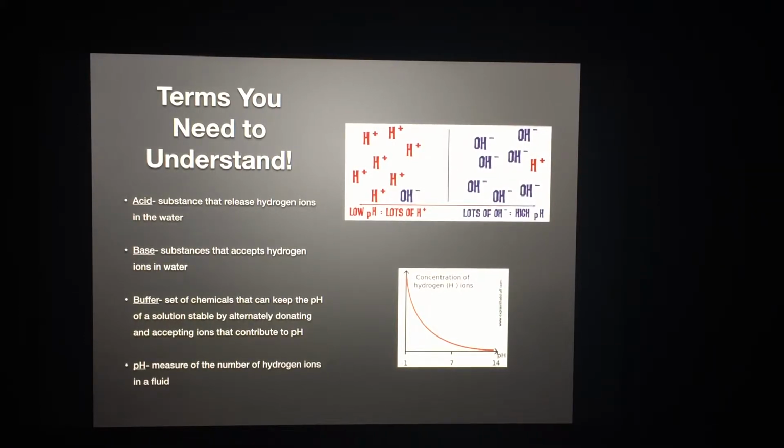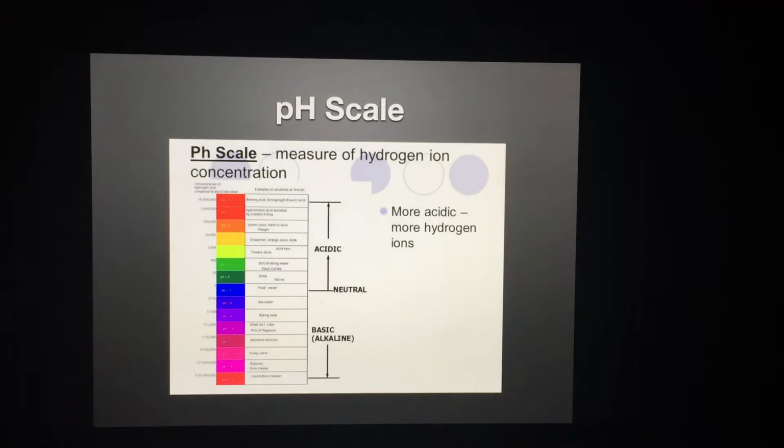pH. Measure of the number of hydrogen ions in a fluid. The pH scale. This picture shows a picture of the pH scale. It is the measure of hydrogen ion concentration.